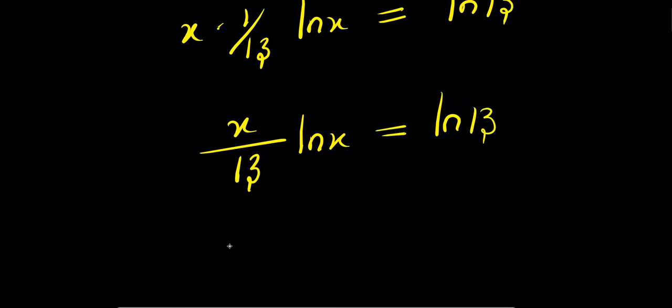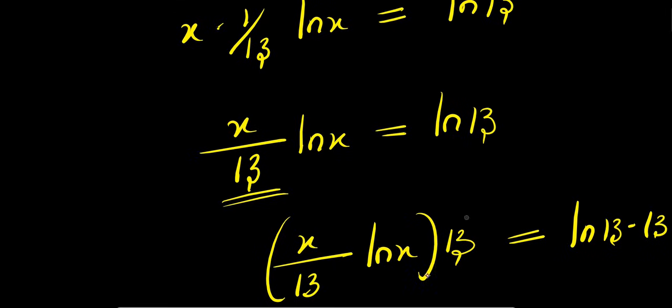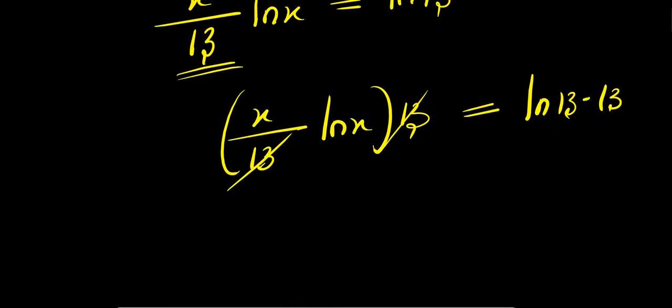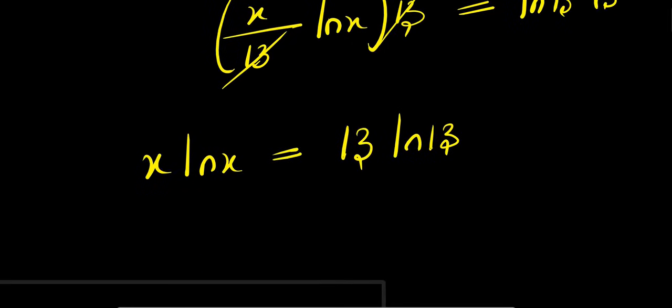Next step will be to eliminate this denominator. I decide to multiply by 13. I have x over 13 times natural log x, this multiplies 13, equals natural log 13 times 13. So this will definitely cancel the denominator. I will have x times natural log x equals 13 times natural log 13. So at this point, x is 13, that means x equals 13.